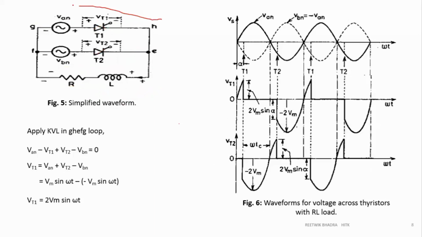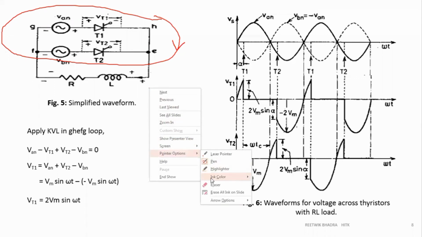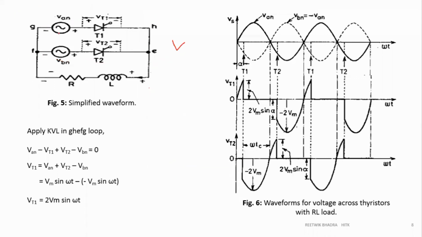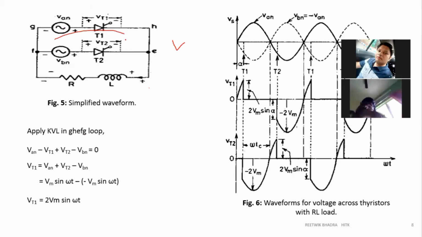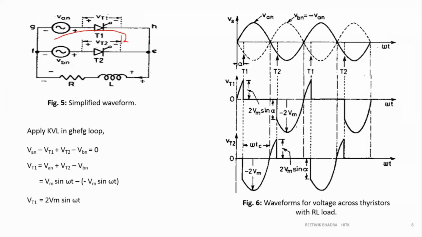Now what we'll do is apply KVL in this loop. Take any direction, whichever you want. I have taken clockwise direction. Take any direction and apply KVL. So between G, H, E, F, G. Let's start from this G point, which is connected to VAN. I am taking a clockwise direction, and I take a convention that the outgoing polarity should be taken. So if I'm taking this direction, the outgoing polarity of VAN is plus. So plus VAN.